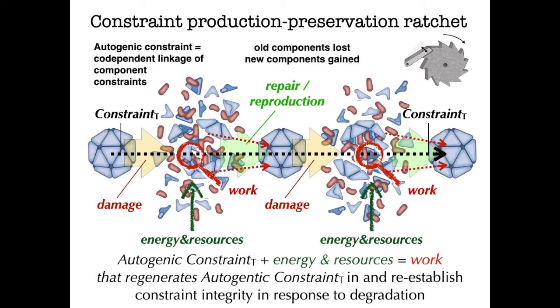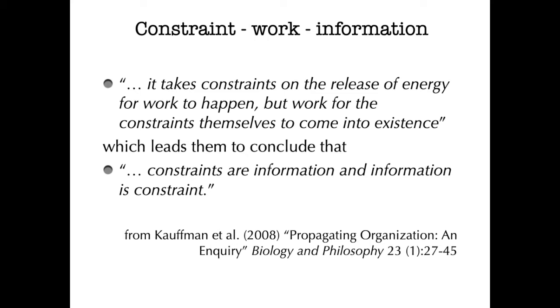This diagram depicts two cycles of damage and self-repair, in which integrity is temporarily lost, but the intrinsic constraints distributed in colocalized molecules enable the recruitment of energy and new substrates from the environment to reconstitute autogenic integrity. This exemplifies an important interdependency between constraint, work, and information. This exemplifies a circular relationship that Stuart Kauffman and colleagues pointed out in a 2008 paper titled Propagating Organization: An Enquiry, in which they say it takes constraints on the release of energy for work to happen, but work for the constraints themselves to come into existence, which leads them to conclude that constraints are information and information is constraint.